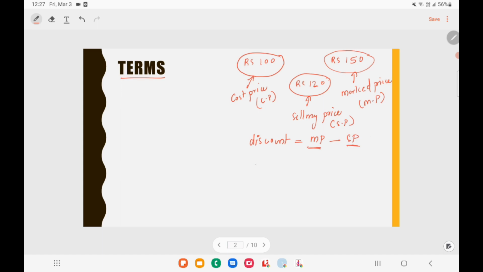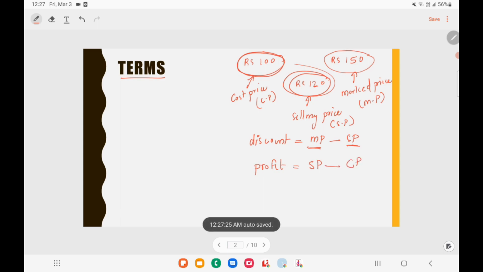And here he got a profit, right, because he bought the item for 100 rupees and he sold it for 120 rupees, so there is a profit of 20 rupees. So profit is equal to selling price minus cost price.